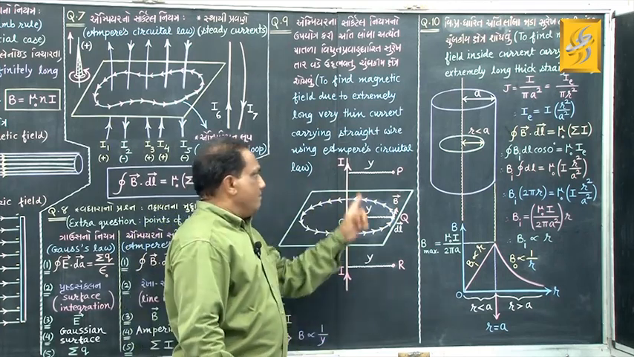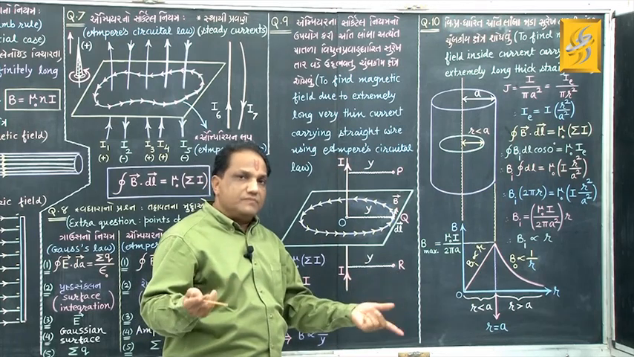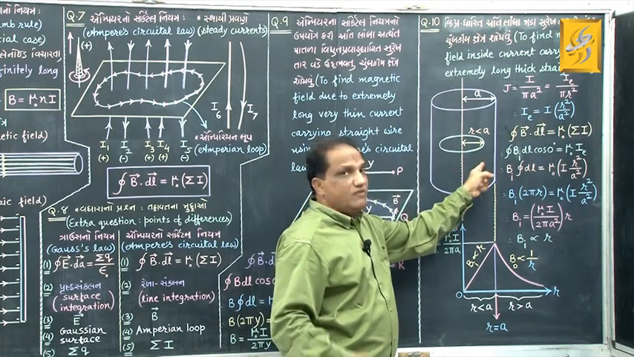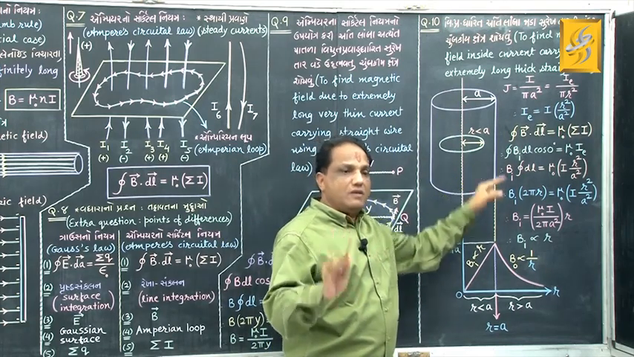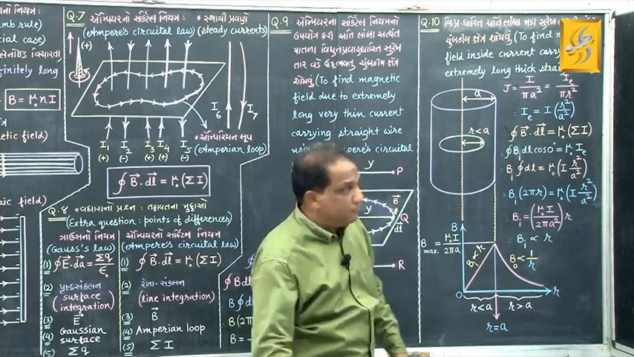Okay? But if this wire is considered a very thick wire, then surrounding the axis of the wire, even inside the wire, we have magnetic field. But how much is that magnetic field? I am showing you. So let us go for that question now.